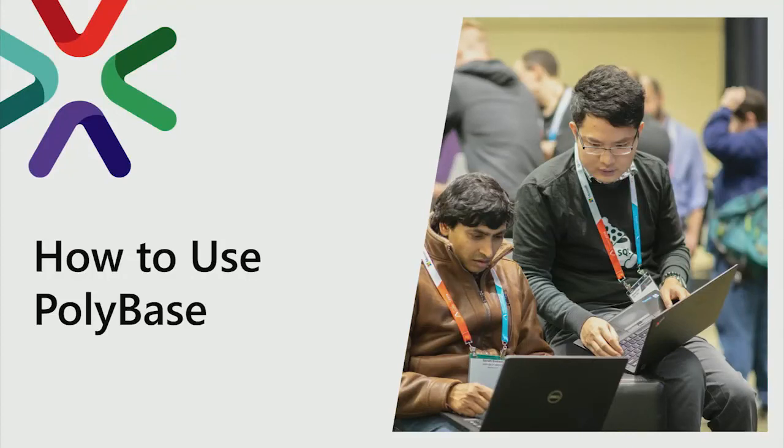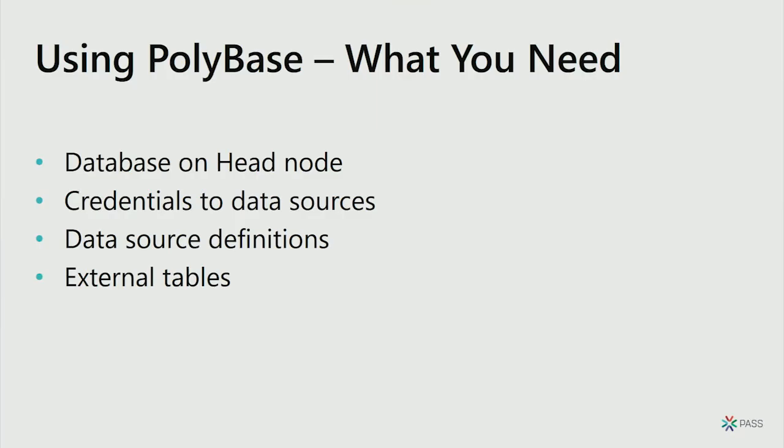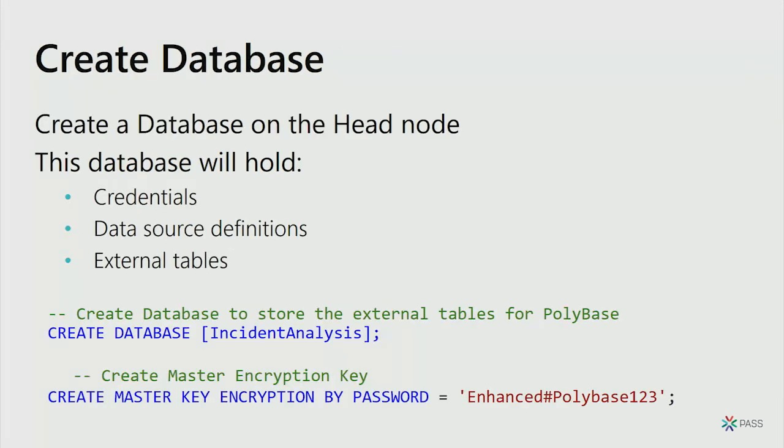So how do you use PolyBase? How do you configure it? What you need at a minimum is a database on your head node, credentials to your disparate data sources, data source definitions, and external tables. So to create a database on the head node, you'll need the credentials for your disparate data source. You'll need your data source definitions and the external tables.